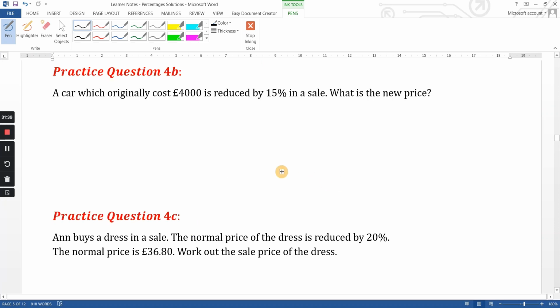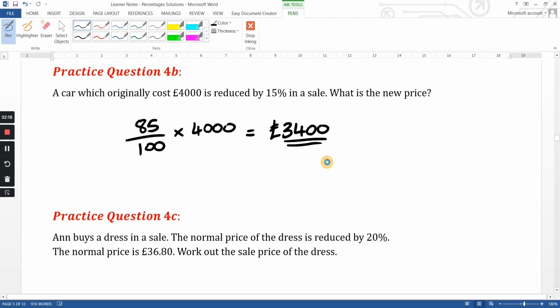Practice question 4b, car which originally cost £4,000 is reduced by 15% in a sale. What is the new price? Okay, so again, if it's reduced by 15%, what percentage have you got left? That will be 85% of 4,000. Yeah, and again, this will give me my answer straight away. So 85% of 4,000, which gives me 3,400. Yep, hopefully you guys got the same.